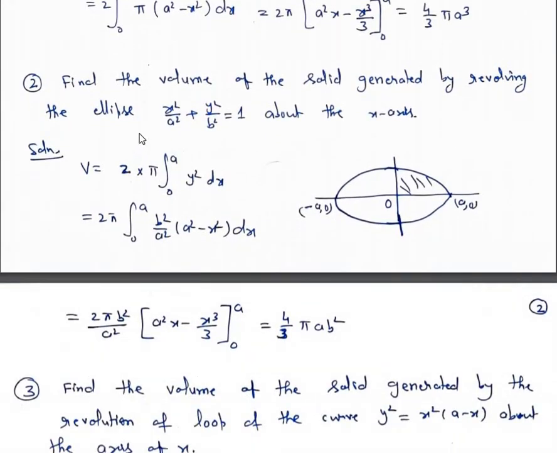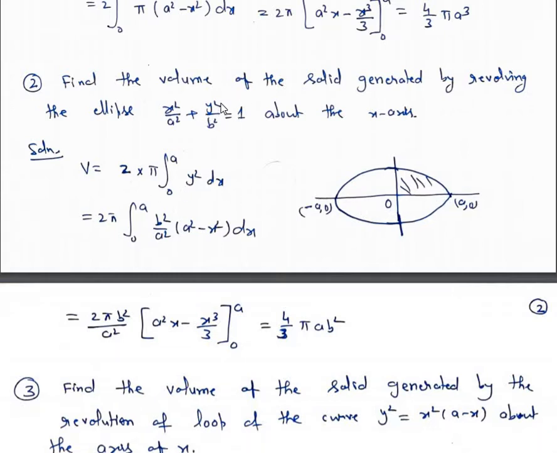Similarly, let's find the volume generated by revolving the ellipse. Find the volume of the solid generated by revolving the ellipse x²/a² + y²/b² = 1 about the x-axis. As done in the previous problem, we revolve this portion about the x-axis and then multiply it by 2. So the volume is 2 times π ∫ y² dx. Limits for x are from 0 to a.